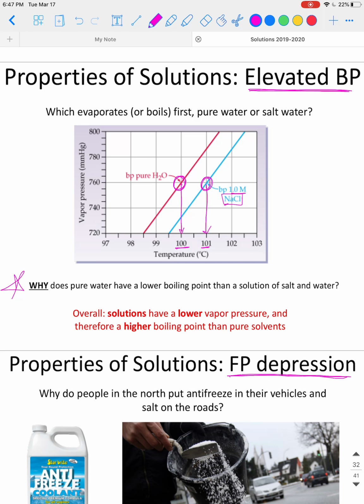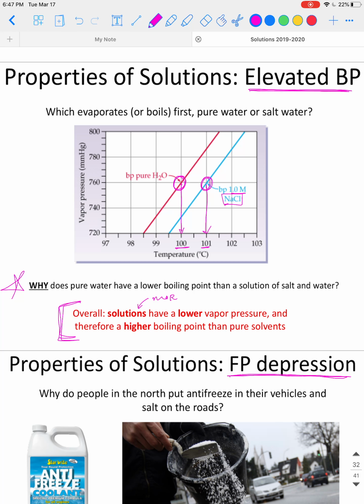Okay, so the question is, if we read down here, why does pure water have a lower boiling point? Or in other words, why does a solution of sodium chloride have a higher boiling point? And the answer is right here. Overall, it has to do with vapor pressure. We don't have to fully understand that, but solutions have a lower vapor pressure.